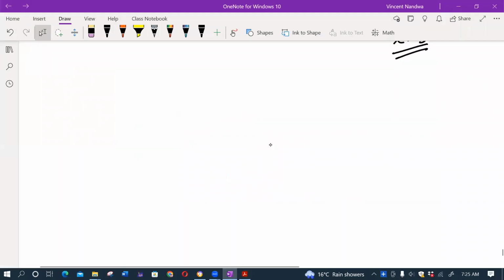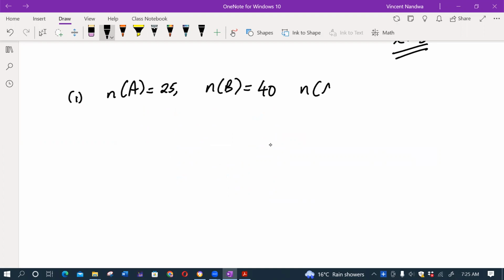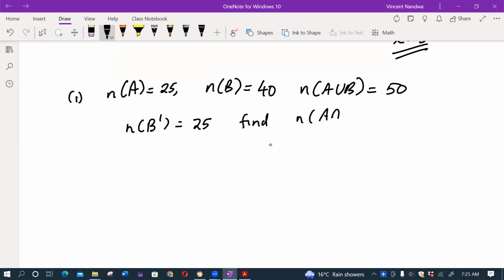In the first case, part 1, cardinality of A is given by 25, cardinality of B is given by 40, cardinality of A union B is given by 50, cardinality of B complement is given by 25. So the question is to find cardinality of A intersect B, and then number 2, the cardinality of the union of the two sets.